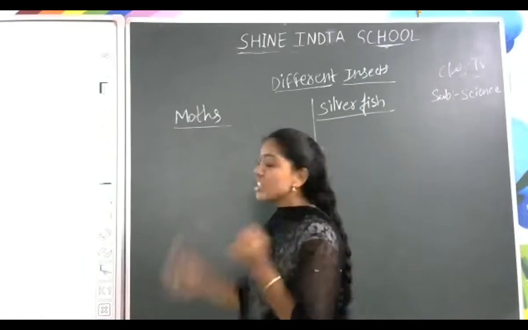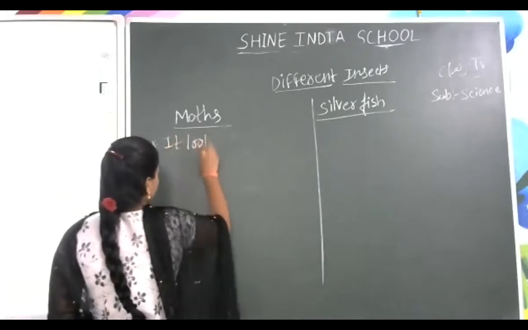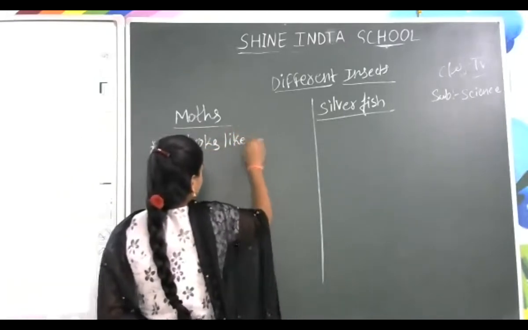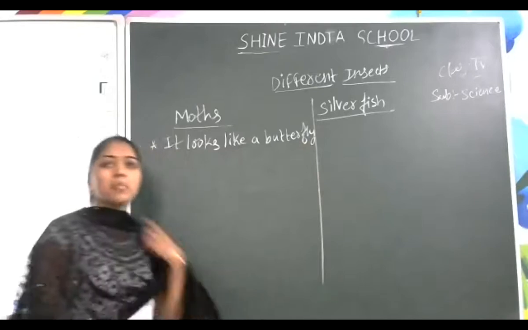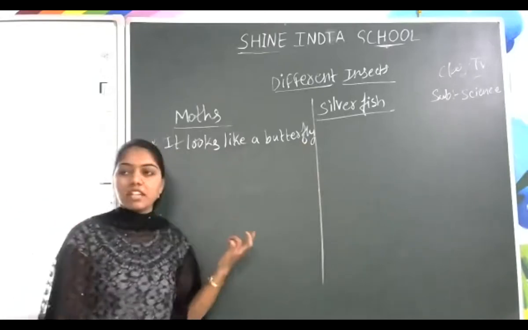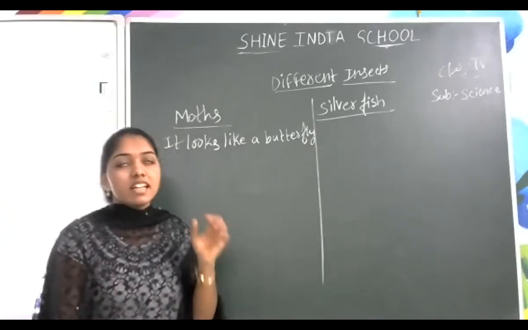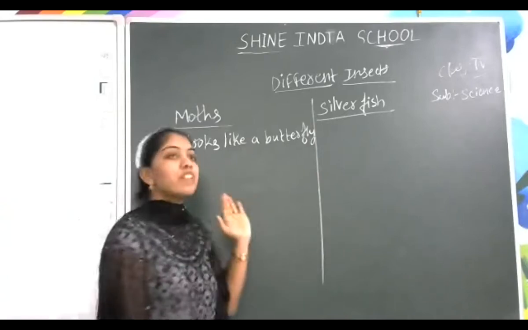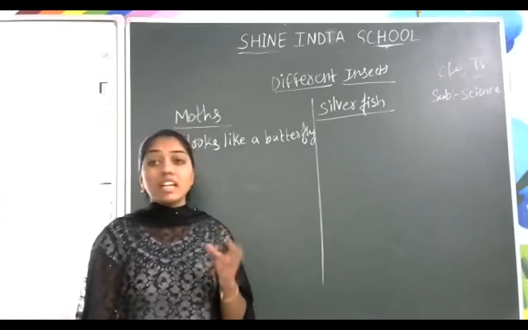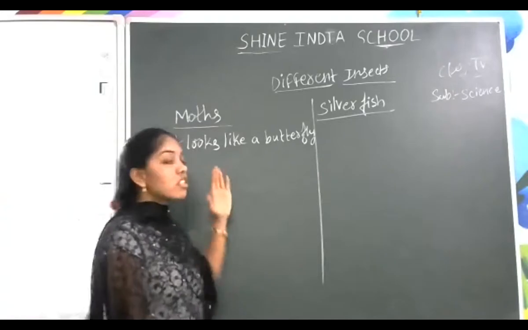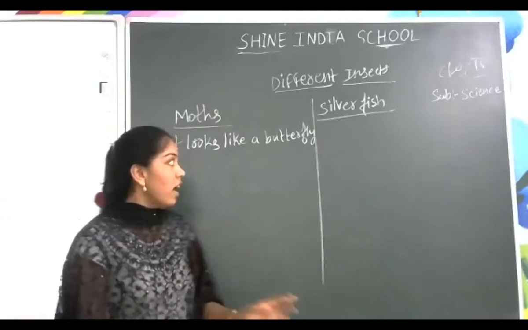First of all, we will look at the shape. It looks like a butterfly. What is the shape of the moth here? It looks like a butterfly. If you observe the moth, it looks like a butterfly. Like butterflies, the moths look the same, but they have different types of wings. Butterflies have colored wings, right? Moths also have different colors and have dots. Mostly dots will be there on the wings. And now the silverfish.